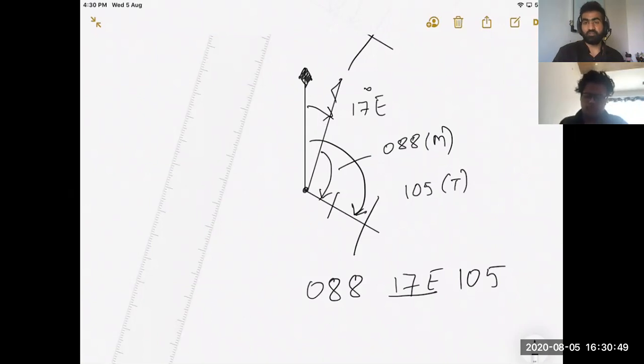Remember the direction in which the fore and aft axis of the aircraft is pointing. Fore and aft axis is also known as longitudinal axis. Write it down. The direction in which the fore and aft axis, in bracket, write down longitudinal axis, of the aircraft is pointing is known as the aircraft's heading.